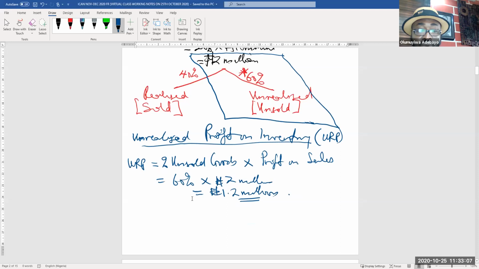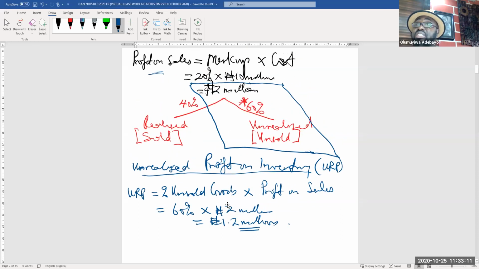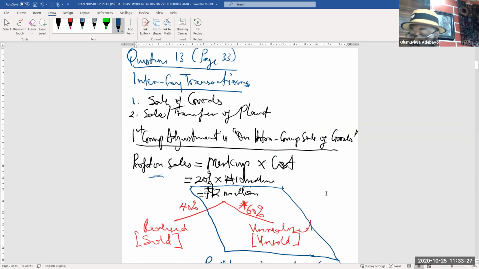Okay, now, what do we need to do? When you have unrealized profits, how do we treat it? It's for you to understand that that profit was included in the profit of the subsidiary, of the parent. Remember, who sold to who? This goods was sold by who?